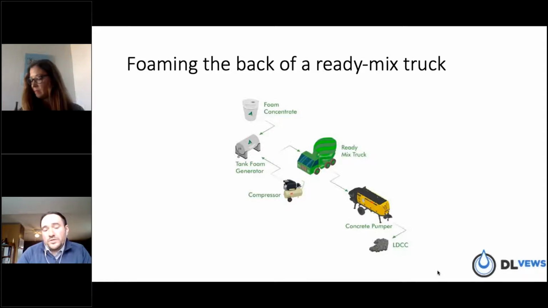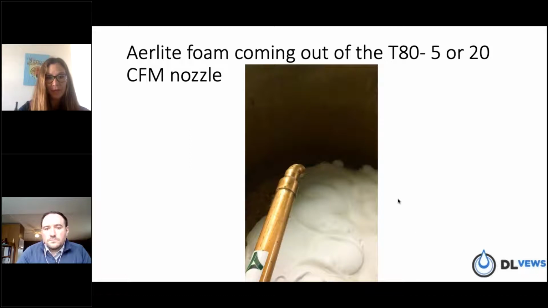And so what you're seeing in this diagram is the layout for foaming the back of a ready-mix truck to end up with low-density cellular concrete at the end of your hose. Okay. So this is a generic layout for folks who are looking at what is involved in cellular concrete. Gotcha. And this is a video, right?